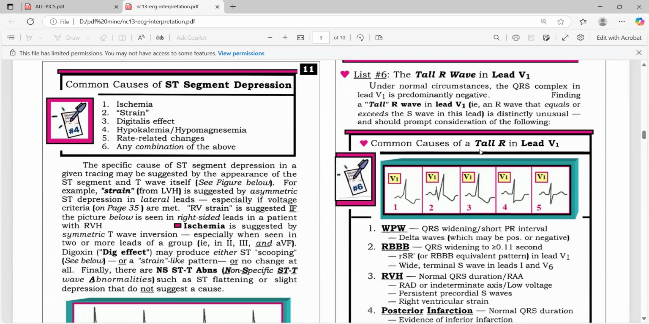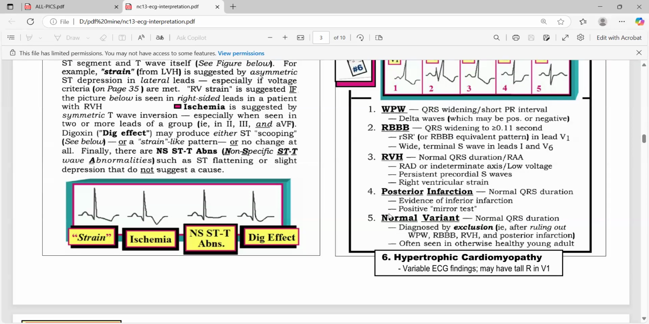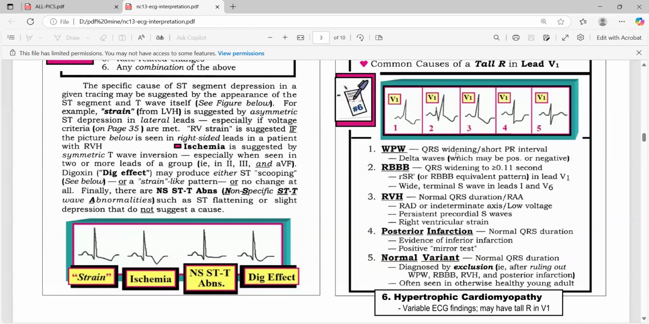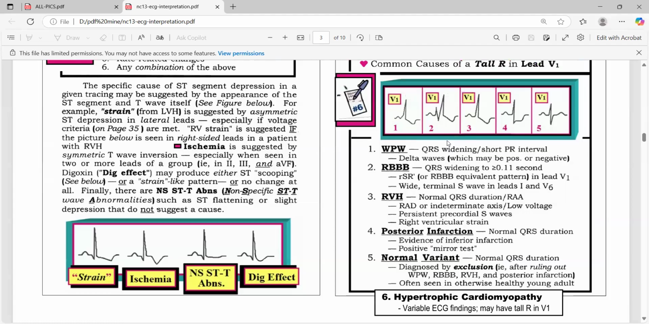So what are the common causes of a tall R wave in lead V1? Wolff-Parkinson-White, right bundle branch block, right ventricular hypertrophy, posterior infarction, and then normal variants. Usually all you need to remember as the main diagnosis is Wolff-Parkinson-White. In that one, there is basically QRS widening, a short PR interval, delta waves, and along with that, a tall R wave in lead V1.